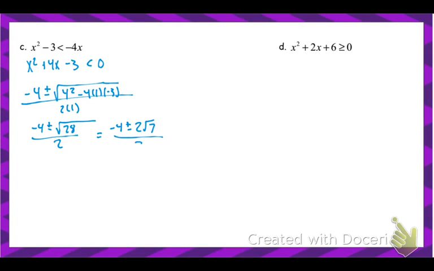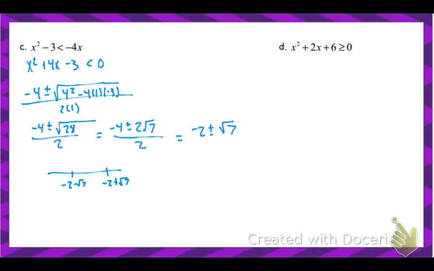So now, once that square root is simplified, now I can go ahead and simplify this, because the only way I can simplify anything with that 2 in the bottom is if both of those numbers are divisible by 2. In this case, they are. So this becomes negative 2 plus or minus the square root of 7. So those are my two solutions that I'll mark on my number line. So this is negative 2 minus root 7 because that's smaller. Negative 2 plus root 7 would be larger.